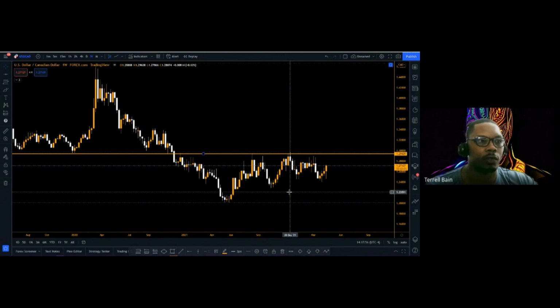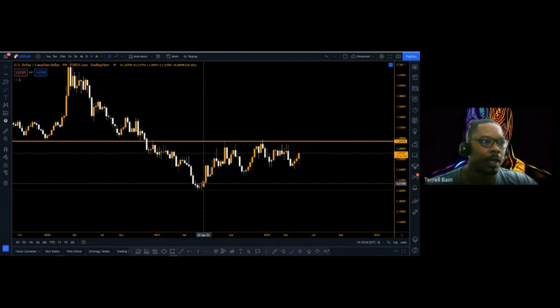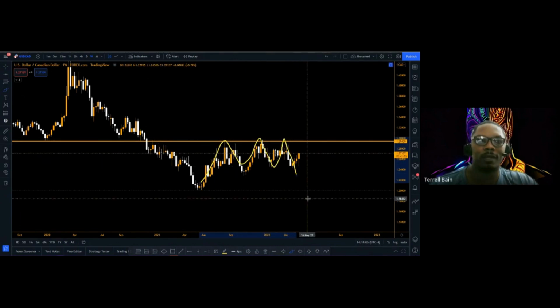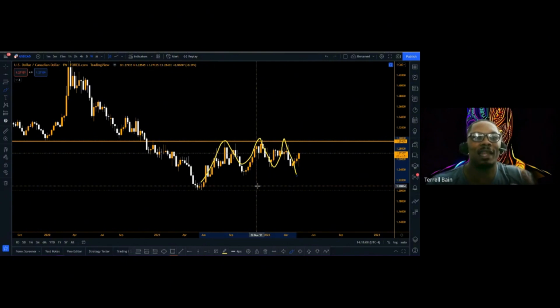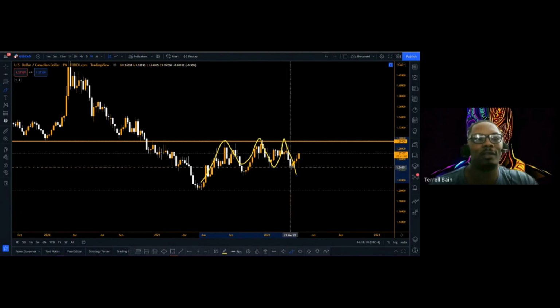But even more so, I have a one, two, three. I have a triple top. I didn't have to go and look for it. You feel me? I just put my resistance line right there and it gave it to me. You understand what I'm saying?